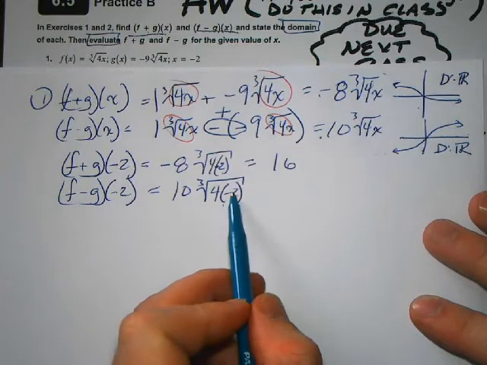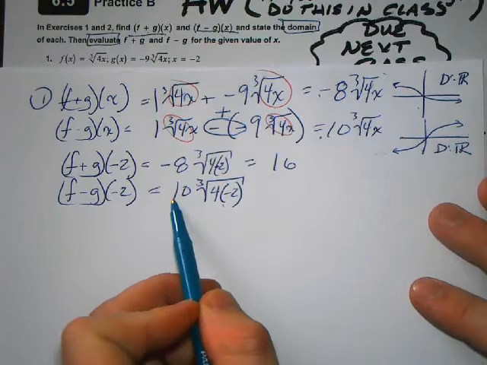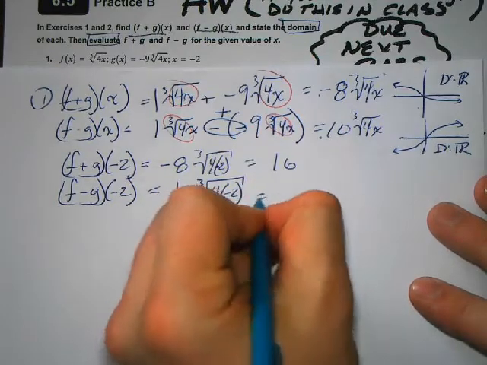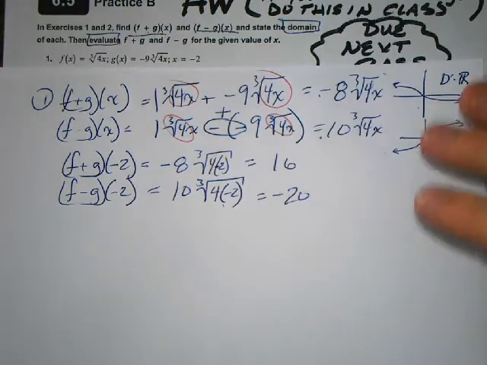4 times negative 2 is negative 8. The cube root of negative 8 is negative 2. And negative 2 times 10 is negative 20. And that's how we solve for number 1. Alright, number 2.